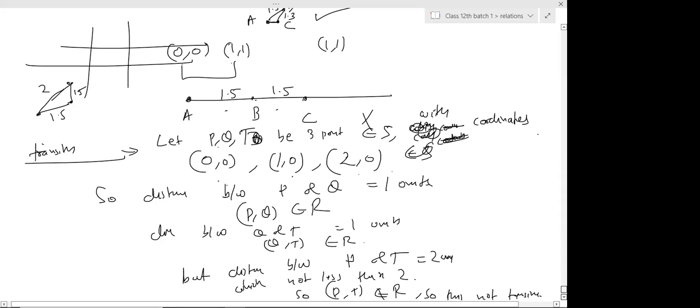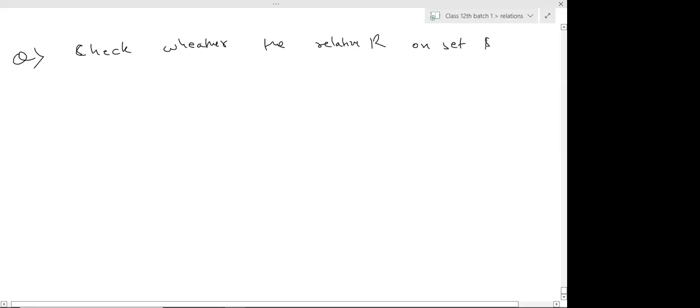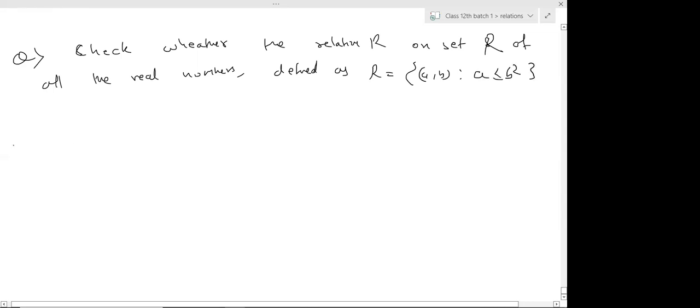All right, another question. Check whether the relation R on the set of all the real numbers, defined as R equals (a, b) such that a is less than or equal to b square, is reflexive, symmetric, or transitive.